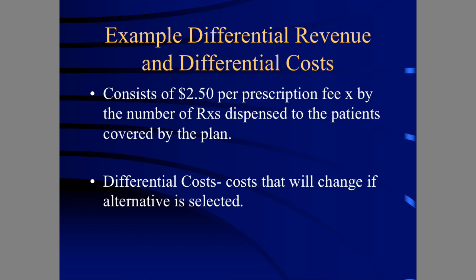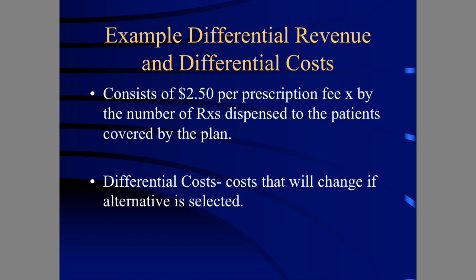So getting back to our example. When we look at the differential revenue and the differential costs, they consist of the following: $2.50 per prescription fee multiplied by the number of prescriptions dispensed to the patients covered by the plan. So one way to do this, for example, if you were looking to maybe get into a closed pharmacy network, is to go back and look at your data of how many patients you've lost over the last couple of years that may have left because you were not in a preferred network. Maybe you could do a survey of how many patients would use your pharmacy more if you were in a preferred network.